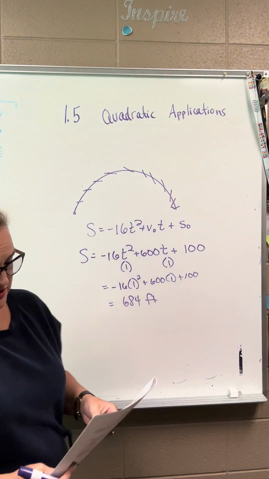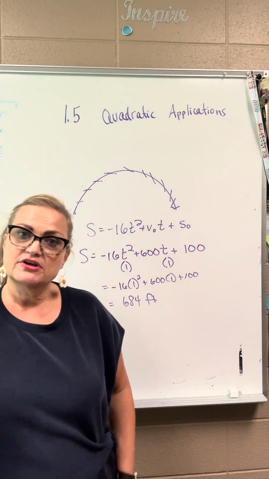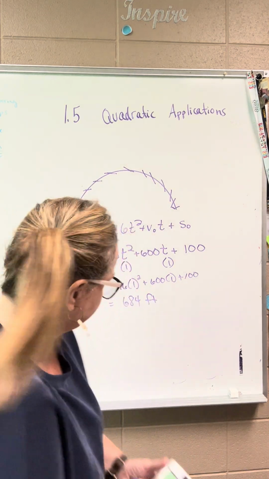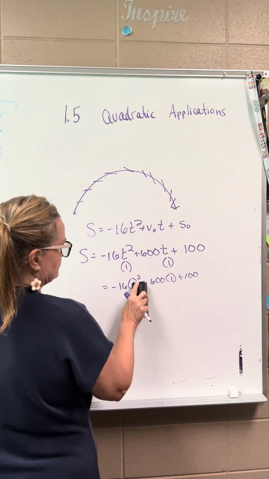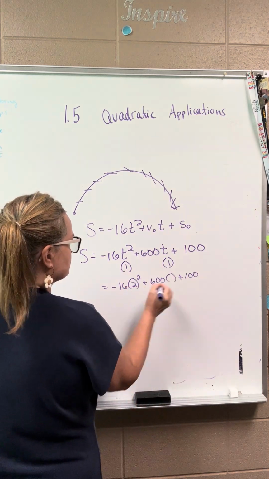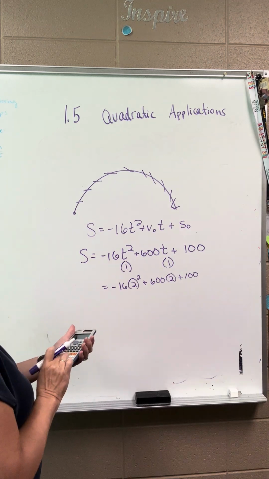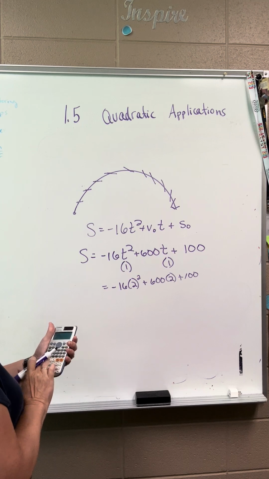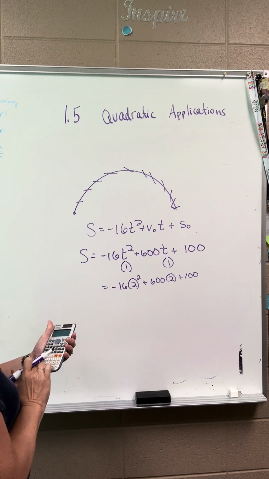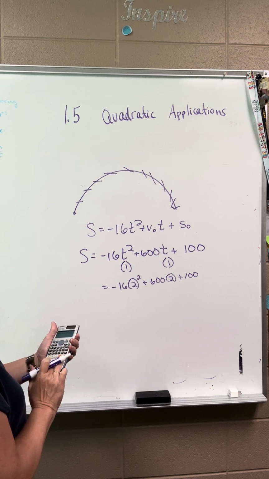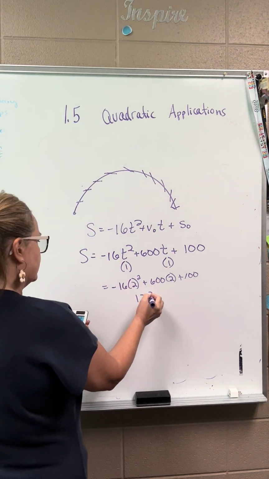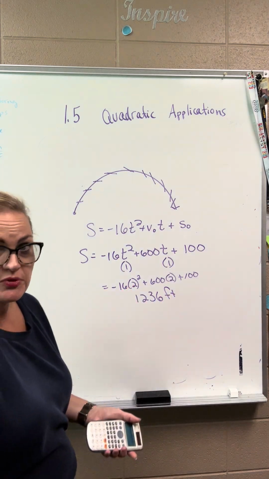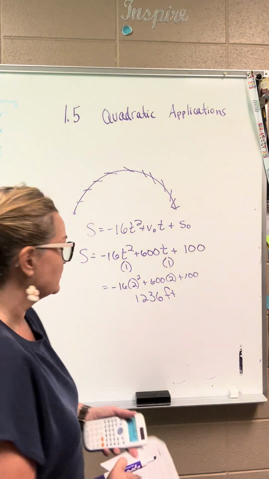We could continue down this route, and that's what I want you to do on number 2. Now figure out how high the cannonball is at 2 seconds. All right, so take a minute, plug that in. And I'm getting 1236 for that. So 1236 foot after 2 seconds. So it's going up pretty quick, right? Then we could do 3 seconds, 4 seconds.